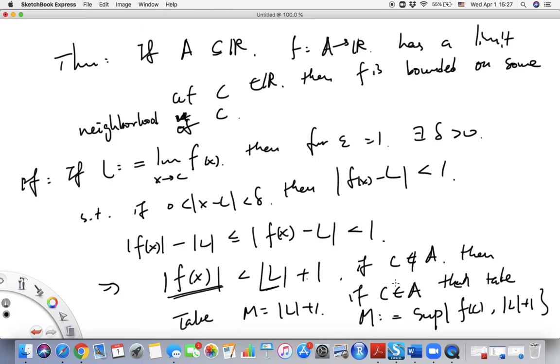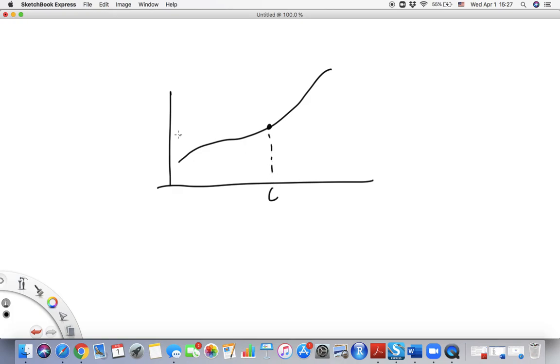Alright, so you might wonder, why do we have to distinguish the two cases? So here is the explanation. Say this is your function, right? Say c, if c is in your domain, okay, you take your epsilon to be 1, so this is L plus 1, this is L minus 1, right?